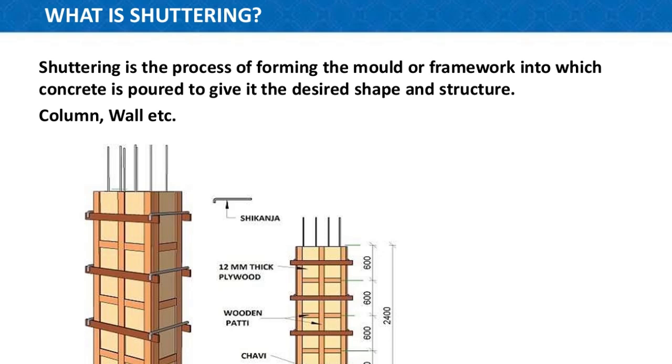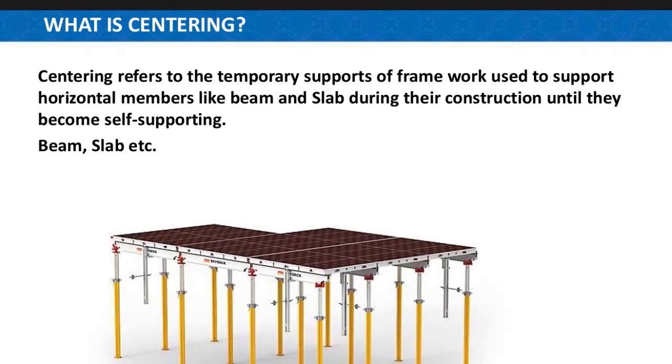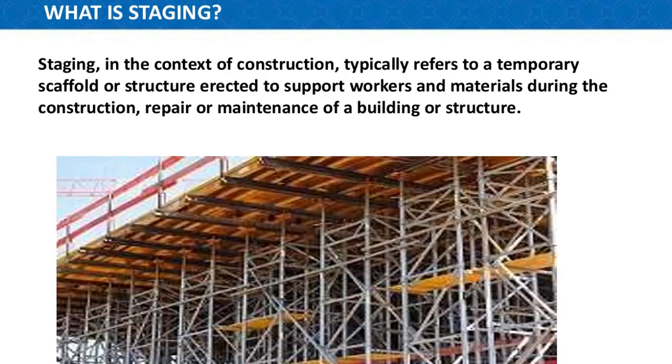And what is centering? Centering refers to the temporary supporting framework used to support horizontal members like beam and slab during their construction until they become self-supported. So centering is the horizontal one, and shuttering is the vertical one. And what is the example? Beam, slab, etc. And next is, what is staging?